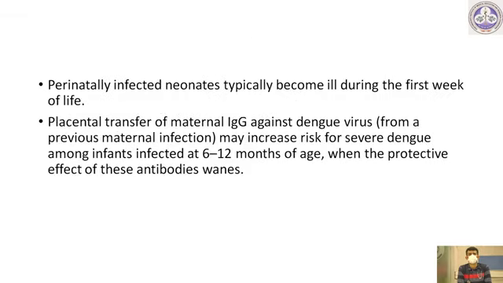Perinatally infected neonates typically become ill during the first week of life only, and placental transfer of maternal IgG against dengue virus from a previous maternal infection may increase the risk for severe dengue among infants infected 6 to 12 months of age, when the protective effect of these antibodies wanes.